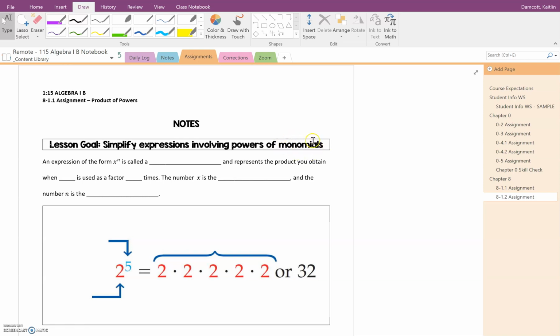So there's that word that we learned yesterday, monomials. Just a reminder to you, if you have a number, a variable, or a product of numbers and variables, that's going to be a monomial. So we're going to be looking at powers more specifically. So we'll just get started right away. An expression of the form x to the nth power, so that's how you say that, x to the nth power, it's called a power.